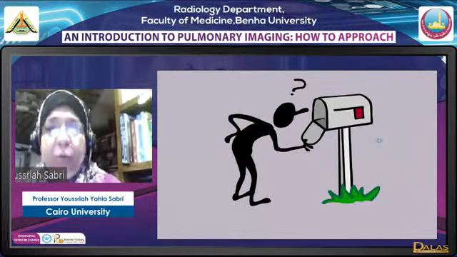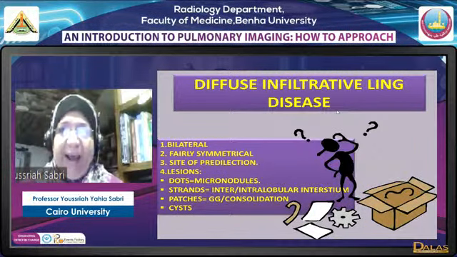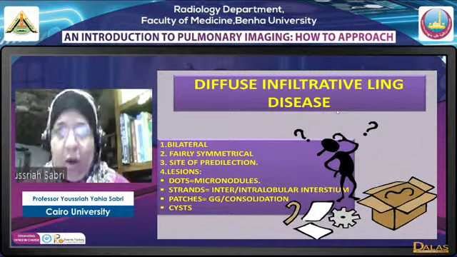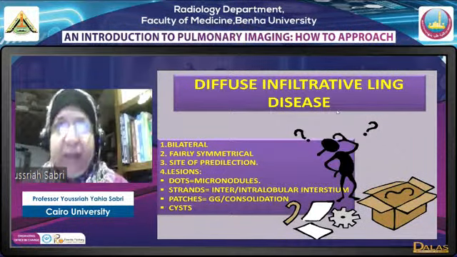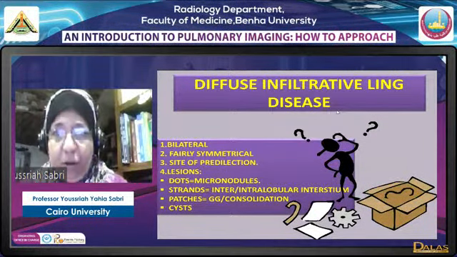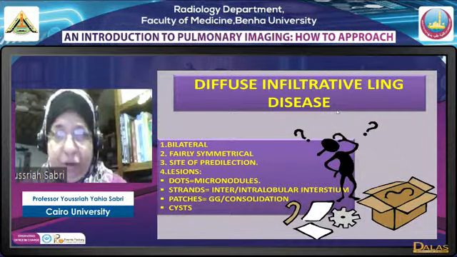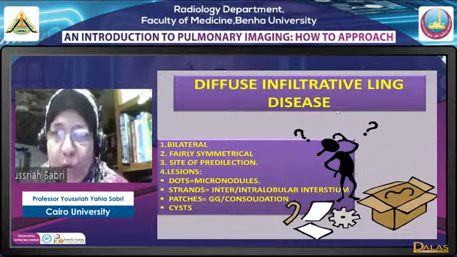Now we go to diffuse infiltrative lung disease, which was previously known as interstitial disease. Why was the name changed, which started in the 90s, by the way? Diffuse infiltrative lung disease is used because this disease is not essentially totally interstitial. How could I diagnose a bilateral disease? When will I suspect it as a radiologist?